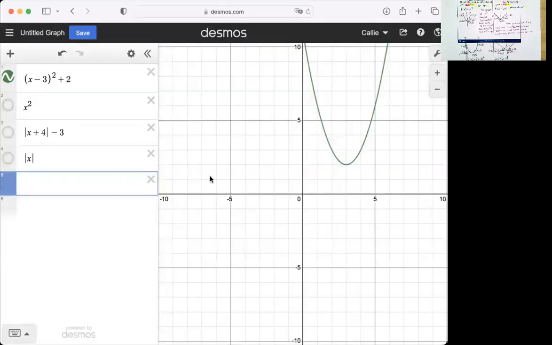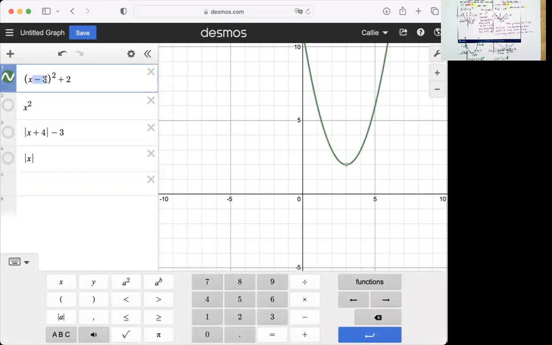So here is the quantity x minus 3 squared plus 2. You can see it is the graph of x squared. But what happened was, instead of the origin, we moved the vertex of the parabola from the origin. We moved it 3 to the right and 2 up. Here's 3 to the right, 2 up from there.